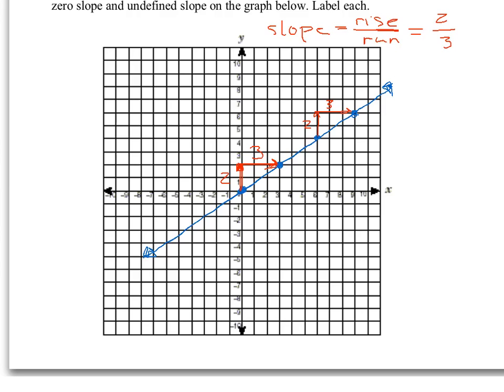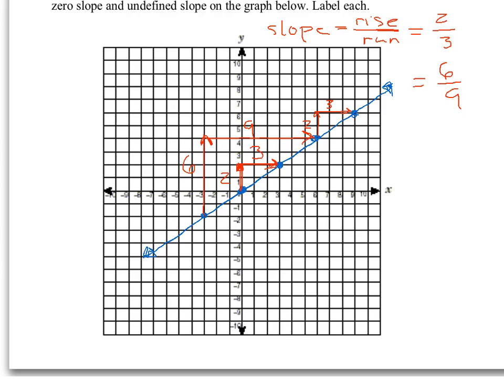Or we could even pick 2 points that seem totally far away from each other. I can pick this point and this point. And if I rise, I'm going to rise 1, 2, 3, 4, 5, 6. And run 1, 2, 3, 4, 5, 6, 7, 8, 9. So I have a rise of 6 and a run of 9. So if I were to write my rise over run, I have 6 over 9. Is that the same thing?